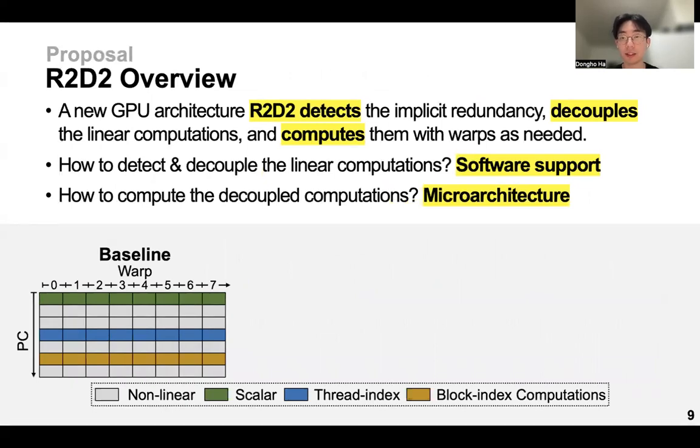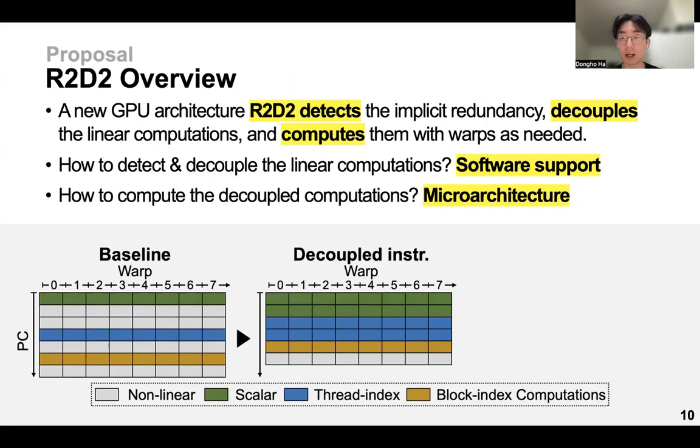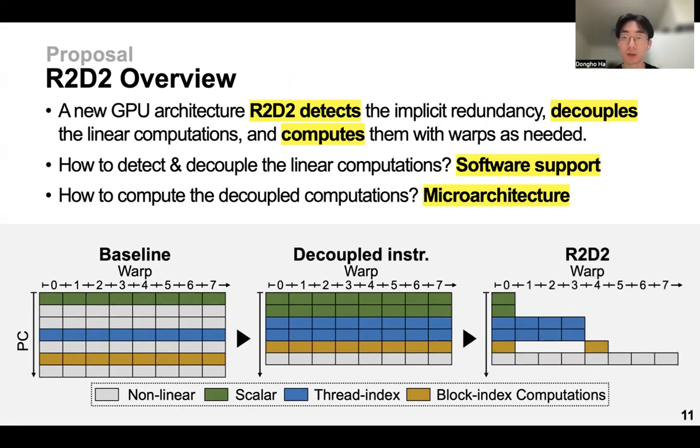R2D2 detects the implicit redundancy, decouples the computation generating linear combinations with software, and computes them with warp instructions as needed with microarchitecture. The figure depicts the advantage of R2D2. The baseline model shows the redundant computations. R2D2 clarifies, unveils, and decouples the implicit redundancy. Then R2D2 computes them with warp instructions as needed.